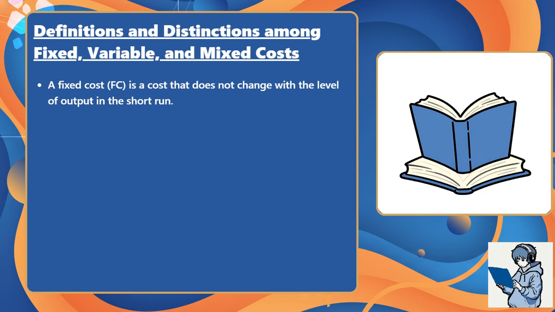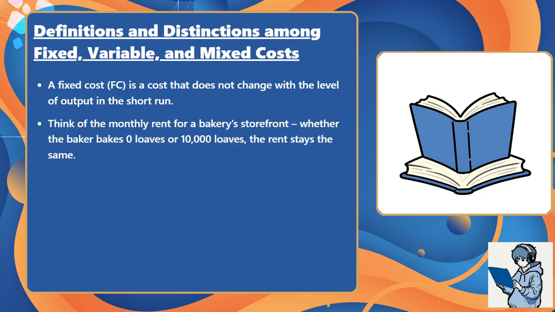A fixed cost, abbreviated FC, is a cost that does not change with the level of output in the short run. Think of the monthly rent for a bakery's storefront. Whether the baker bakes 0 loaves or 10,000 loaves, the rent stays the same.